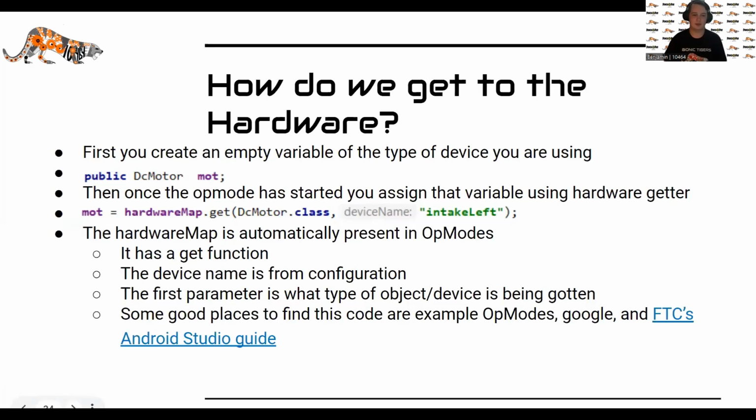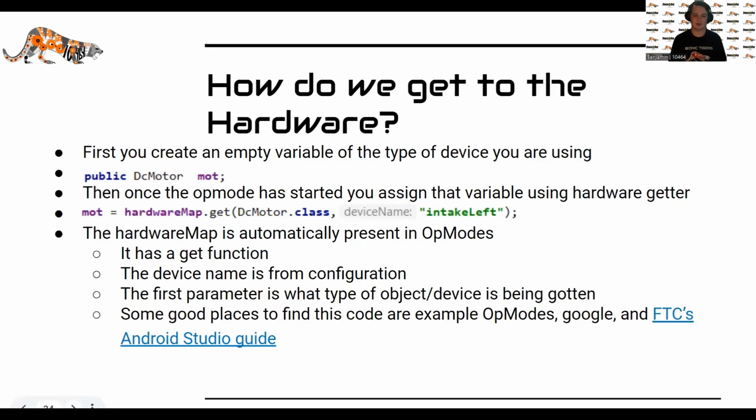That's a lot, but in a general sense, what that means is it is telling the code that in your configuration that you did on your phone, whatever port you assigned and called intake left, it'll run all of mot. So whatever mot is, whether that be driving or moving an arm, it'll run any of that motor's code through that port. And the hardware map is automatically present in op modes.